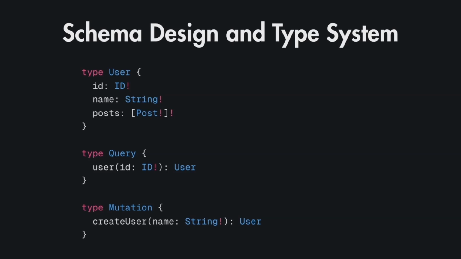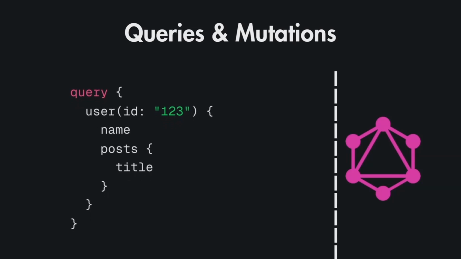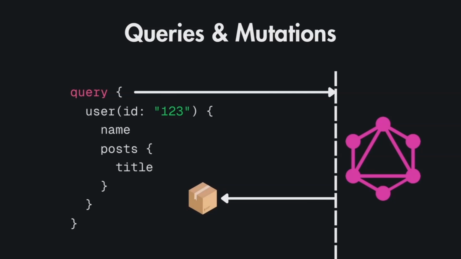Next, once you have defined the schema design and type system, you can start querying and mutating data with this GraphQL API. For that, we have queries for fetching data. Again, this is like the GET requests in RESTful APIs. And here you can specify exactly what you need from the user. This is the same user method that we defined there in the schema. So here you can also specify the exact attributes like the name, posts, and from posts you need the title only. And this will make a request to your GraphQL API and return the exact data that you requested.